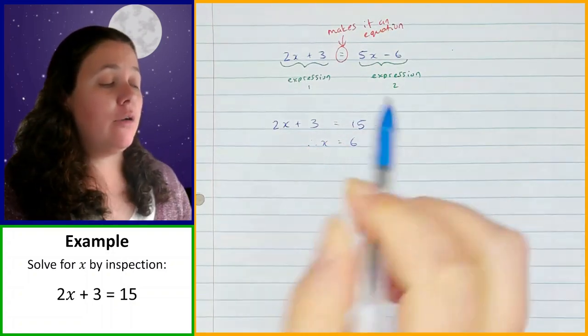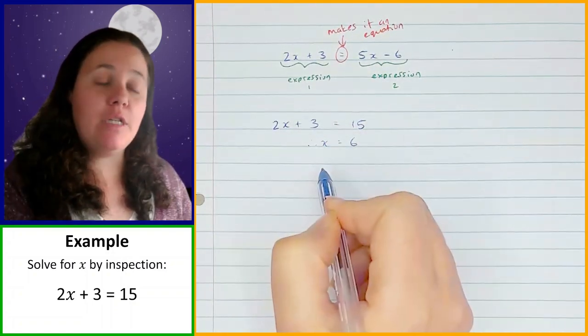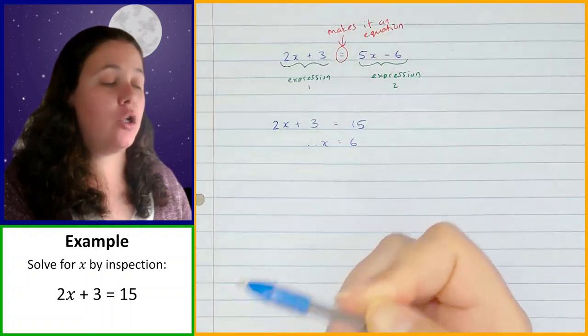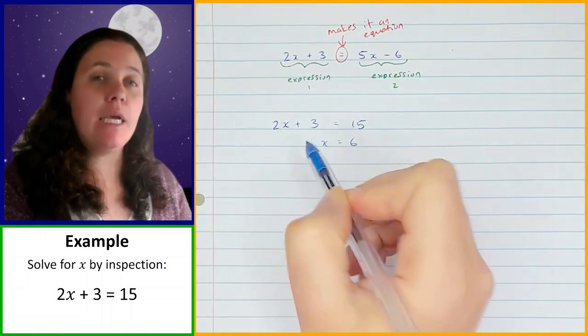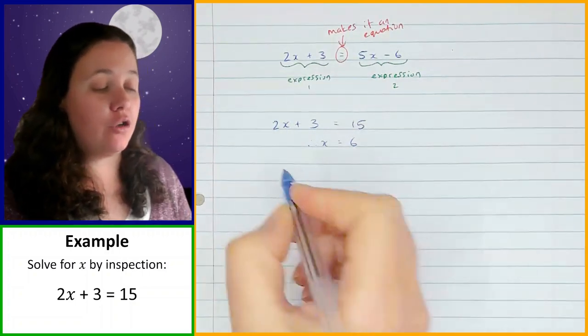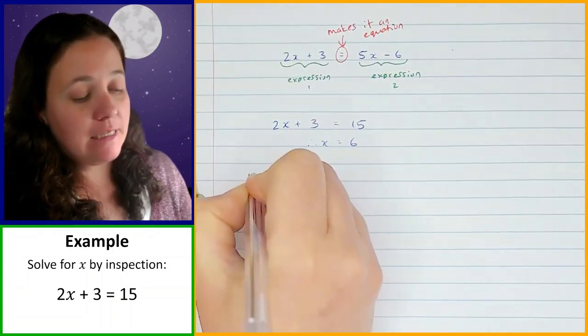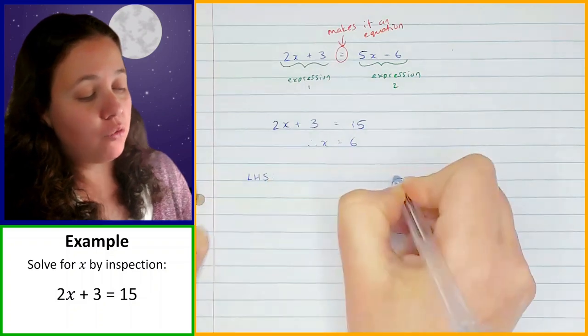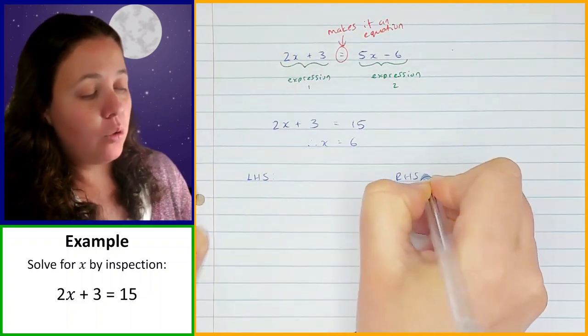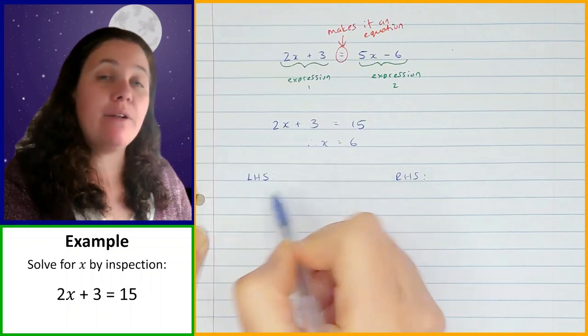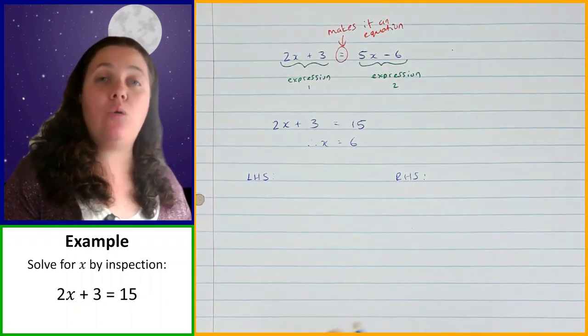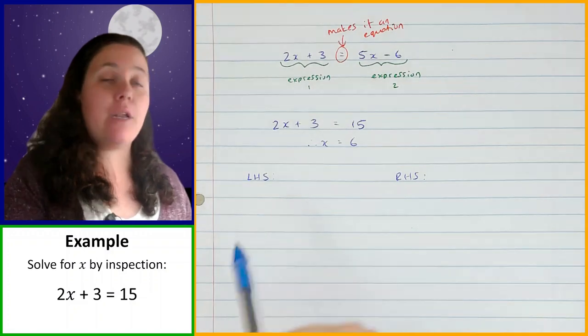Okay, so anytime you have solved an equation, you can always check your work. You can check if your solution is correct by finding out, does it make the statement true? So compare the left-hand side to the right-hand side by using that value of x that we just found. If they come out equal to the same thing, then we know that we are correct.